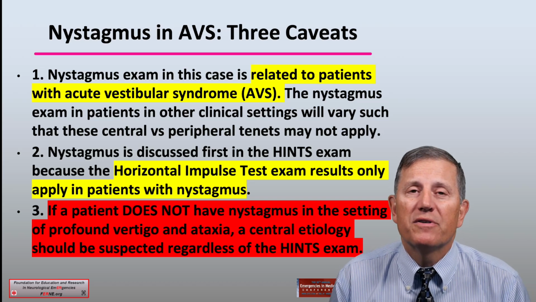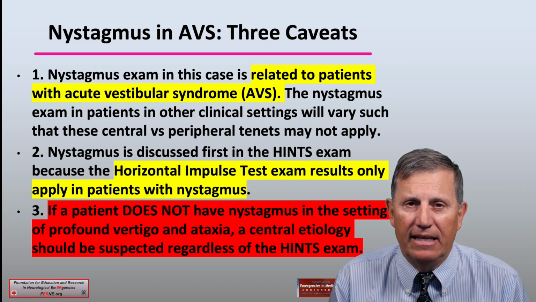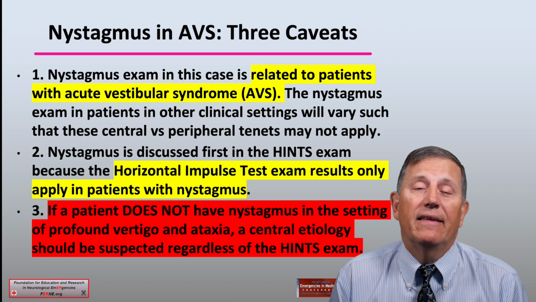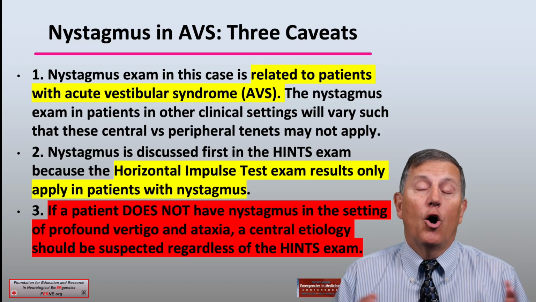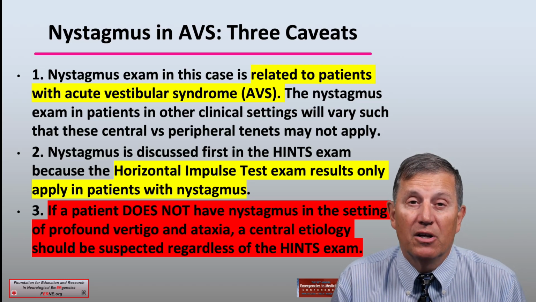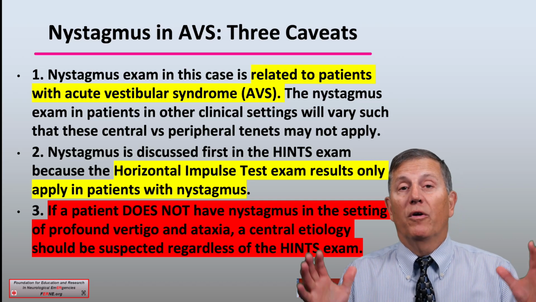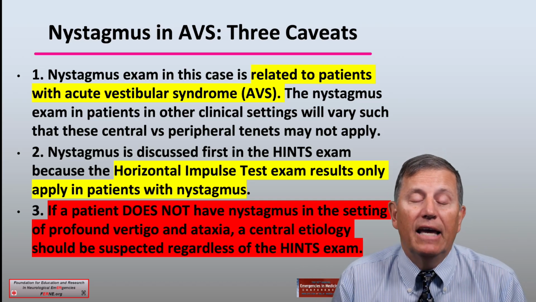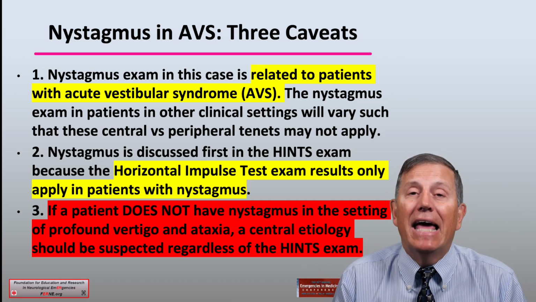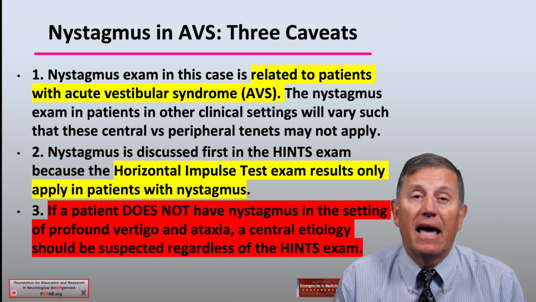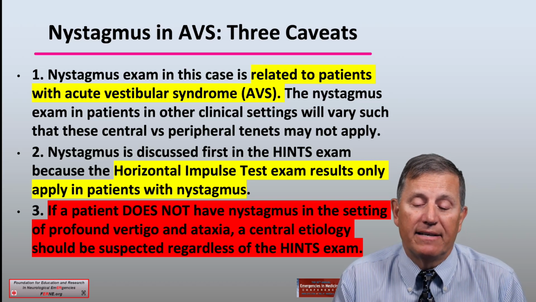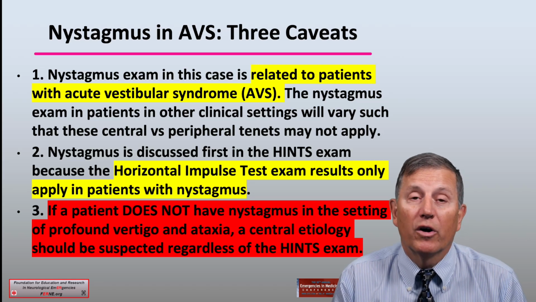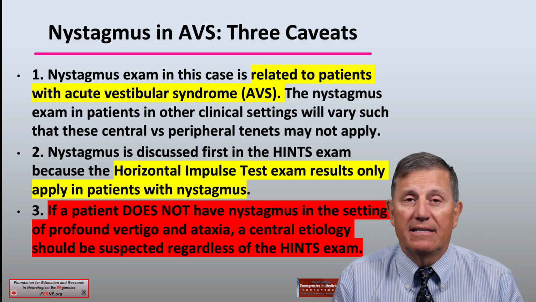If a patient presents profoundly dizzy, they have vertigo, they say they cannot stand, they cannot open their eyes because they have such profound vertigo with motion symptoms. If this patient does not have any nystagmus in the setting of profound vertigo and ataxia, a central etiology should be suspected regardless of any other parts of the HINTS exam.